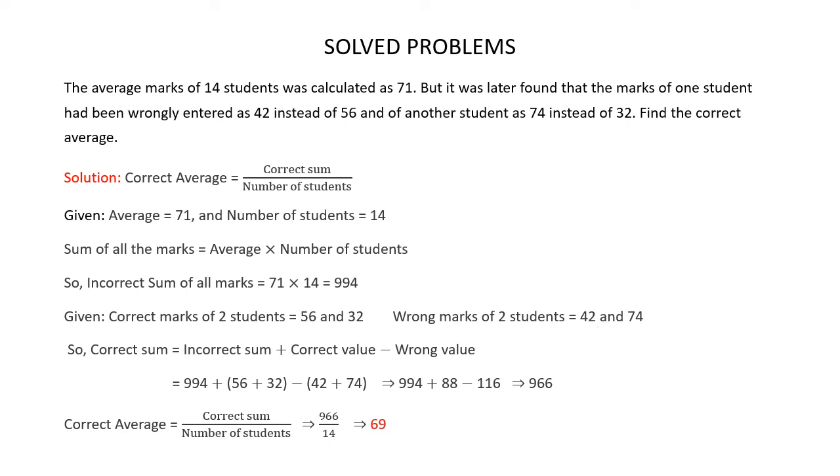Now we know that the correct sum is equal to incorrect sum plus correct value minus wrong value. So correct sum is equal to 994 plus (56 plus 32) minus (42 plus 74). This is nothing but 994 plus 88 minus 116, which gives us 966. So the correct sum is 966 and the number of students is 14. So the correct average is 966 divided by 14, which gives us 69. So the correct average is 69.